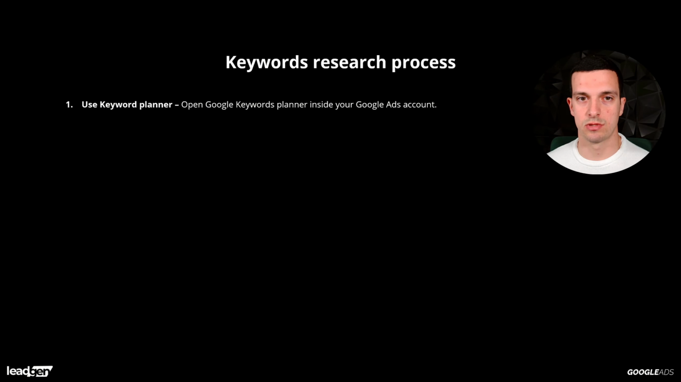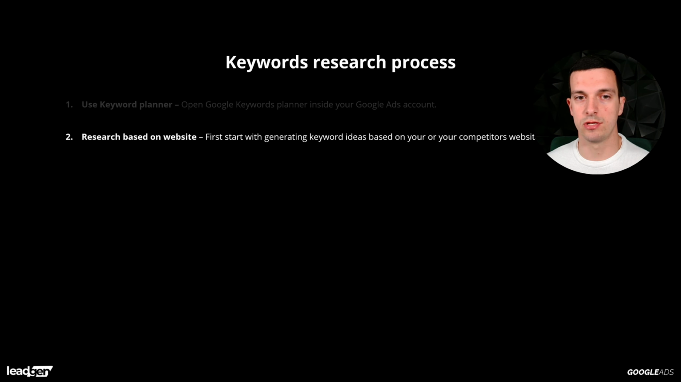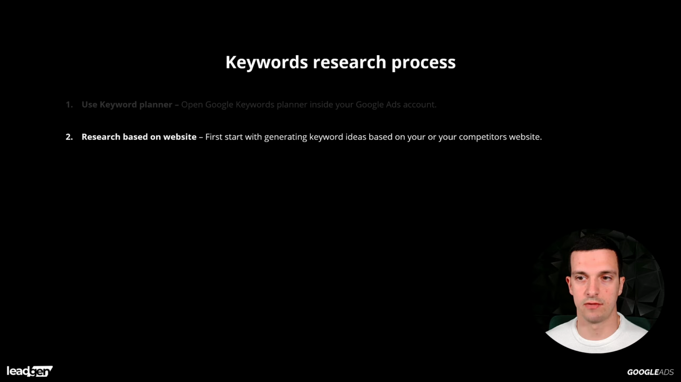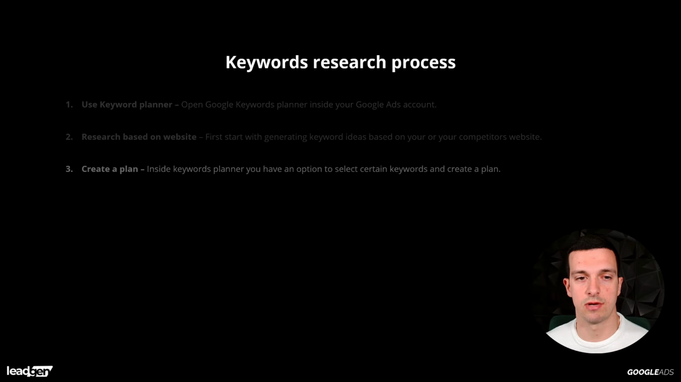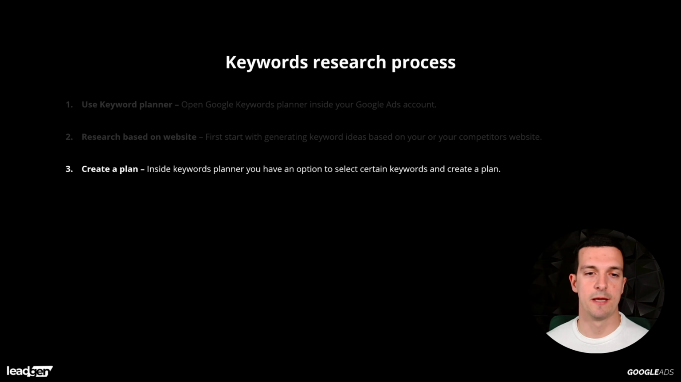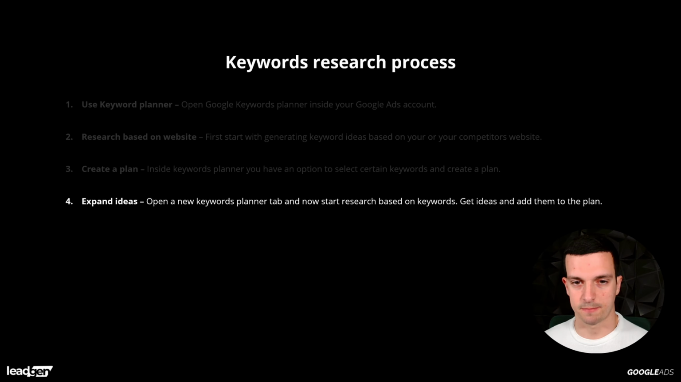Keyword research process: use Keyword Planner. Open Google Keyword Planner inside your Google Ads account. That's a tool that we're just gonna use to plug in some keywords, to get some search volume, to create a plan, and then go from it. Research based on website: first start with generating keyword ideas based on your competitor's website, or your website if it's optimized properly, or just typing in the keywords as you're gonna see right now. Create a plan: inside Keyword Planner, you have an option to select certain keywords and create a plan. So we're gonna be clicking some keywords, generating a plan, and expanding ideas.